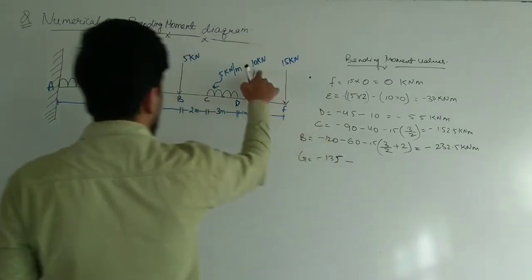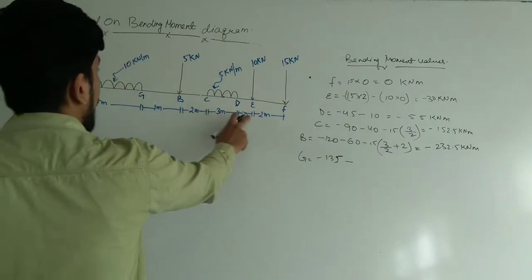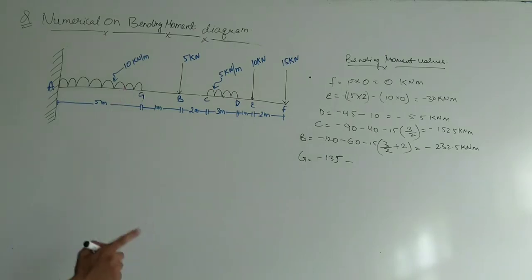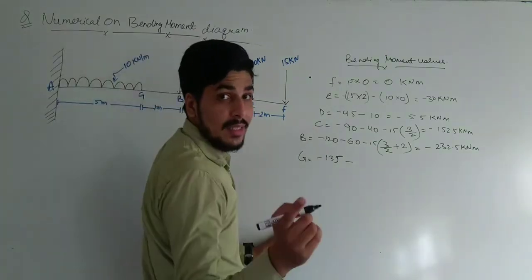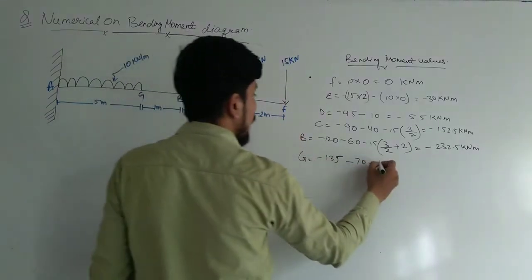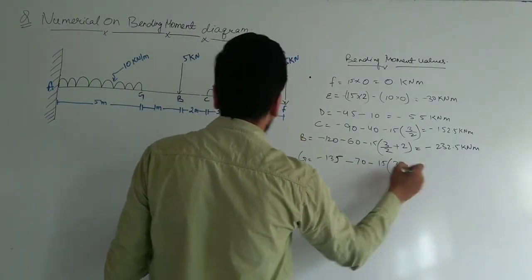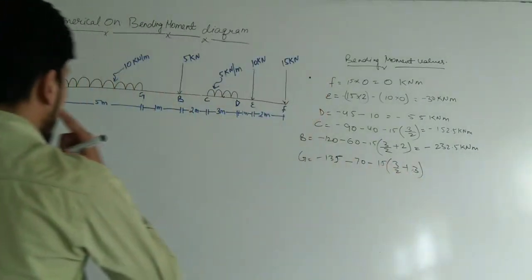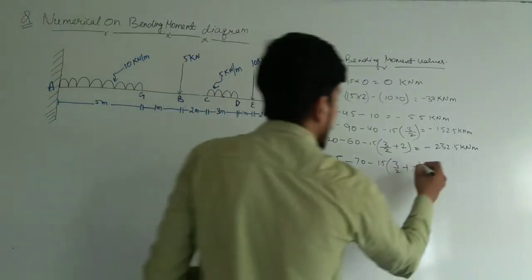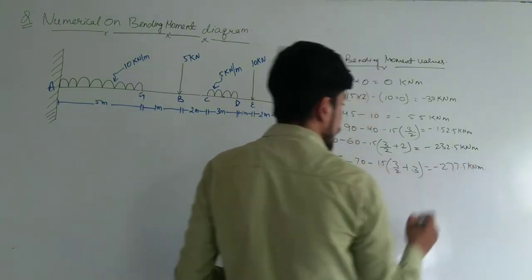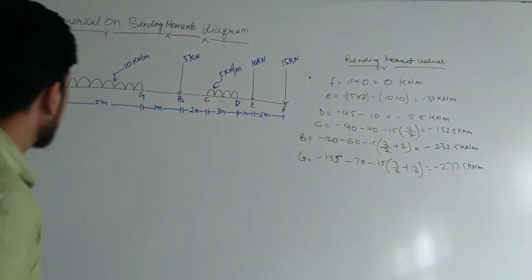Now minus 10 multiplied by 3 4 5 6 and 1 7 is 10 multiplied by 7 is 70, minus the UDL is 15, CG is 3 by 2 plus add the distance is 3, and the value is minus 277.5 kilonewton meter, and you can calculate by yourself.